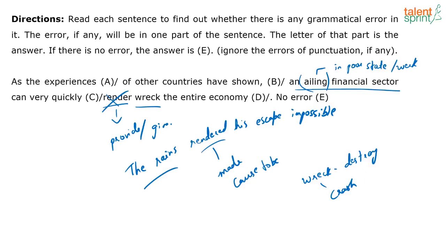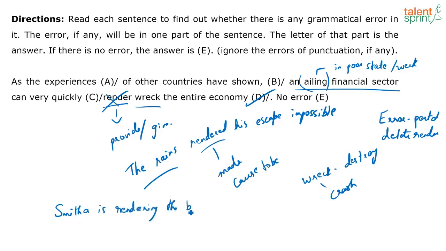But our context is negative, so the only word that we need there in part D is where the error is wreck and not render. Part D, we delete render. I don't need that word. So just to give render in a positive context, I can say Smita is rendering the book into English from French. So basically she's translating or whatever, right?